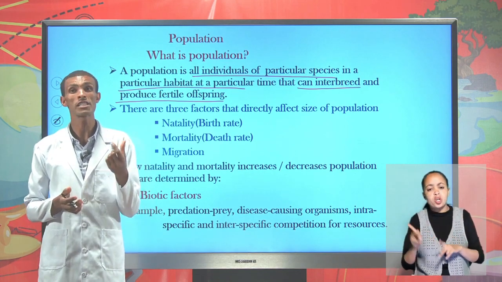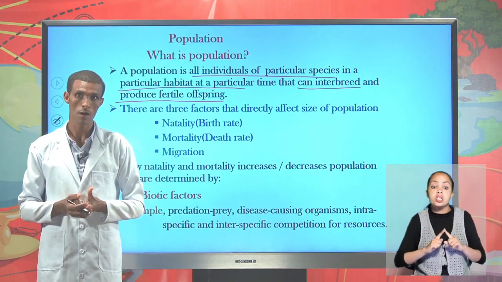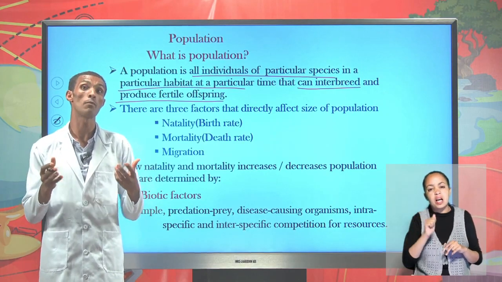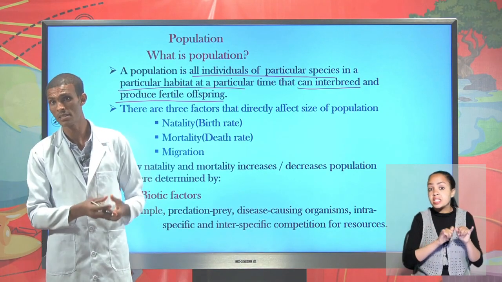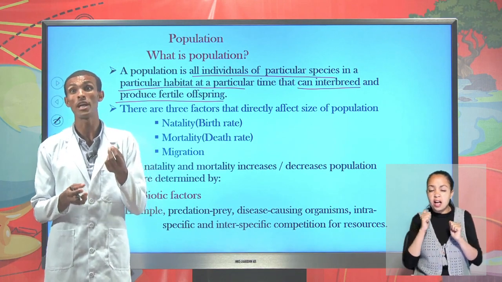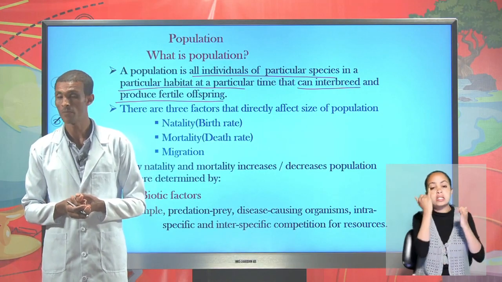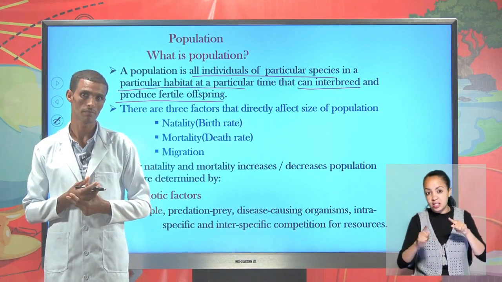So, population, just like an ecosystem, is a dynamic unit. No population is static. There are factors that can influence population. Population, just like an ecosystem, can have its own density. It can have its own size again. So, population is affected by different factors.